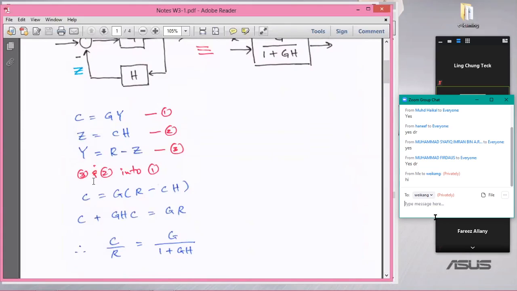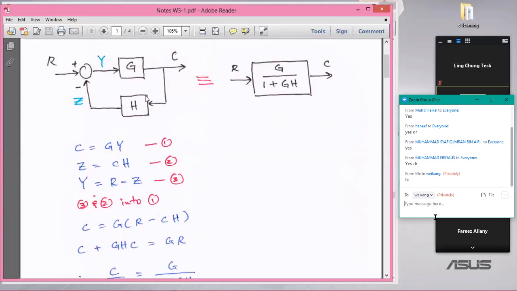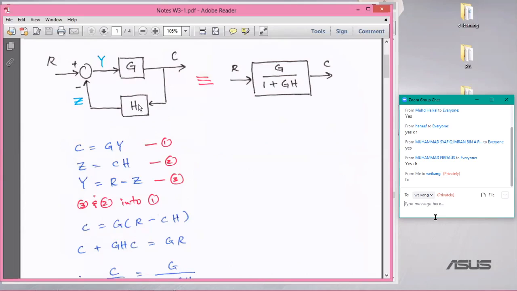You put 3 into 2 and then solve for C over R, which is output over input, and this is the transfer function. So we get G divided by 1 plus GH. And then we can say that these two block diagrams are equivalent. Every time you see a feedback loop, you can replace it with G divided by 1 plus GH. G is the forward transfer function, H is the feedback transfer function. All right, do you have any questions?